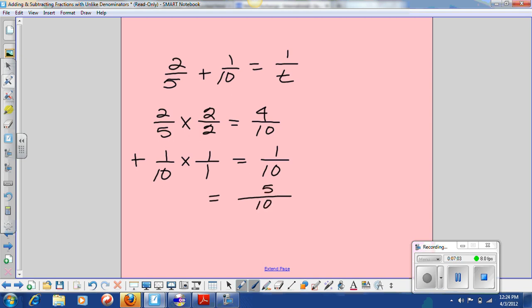5/10. So now let's go back to our equation. I can reduce 5/10 to 1/2, can't I? So I've got 1/2 is equal to 1 over t. Just like proportions that you did before, all you're doing now is cross multiplying. So that is 1t is equal to 2. We don't need the 1t. T is just equal to 2.